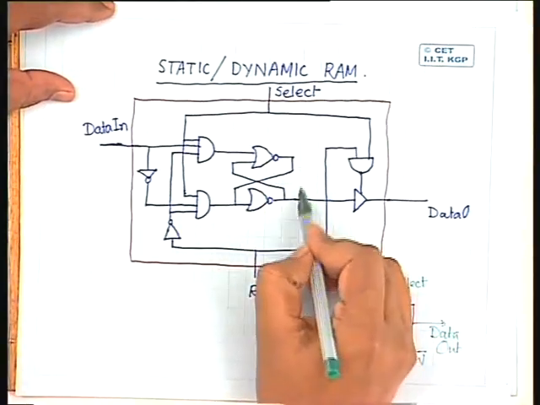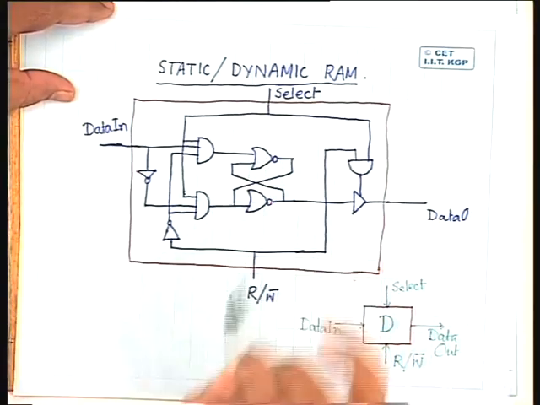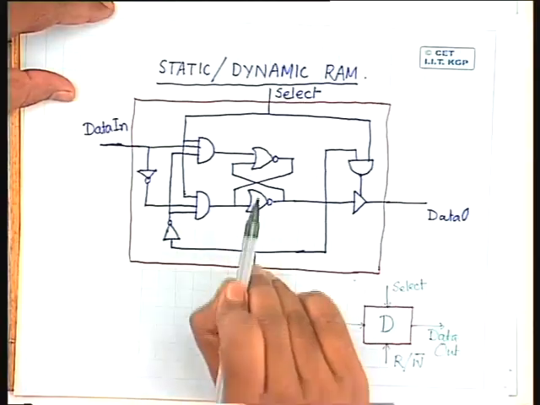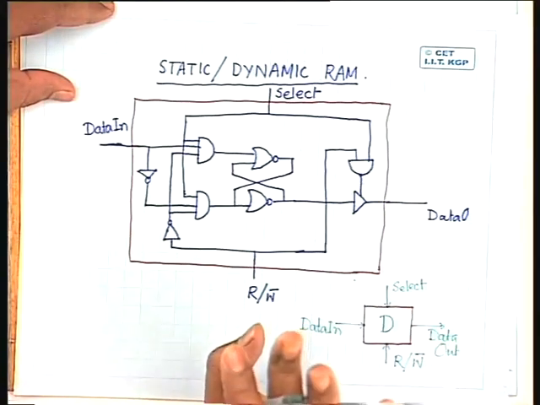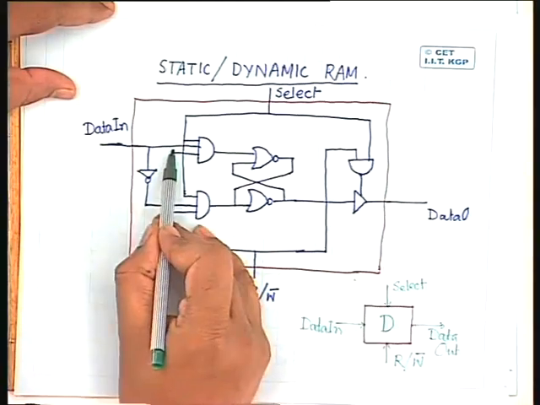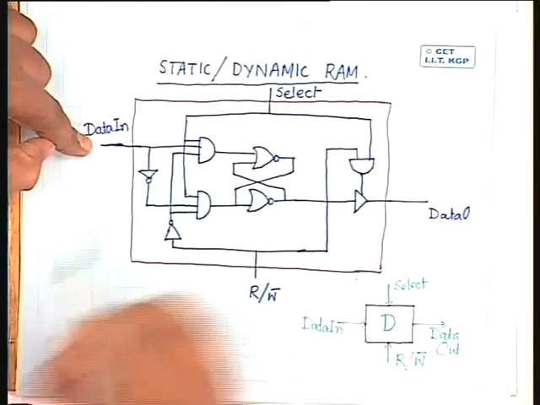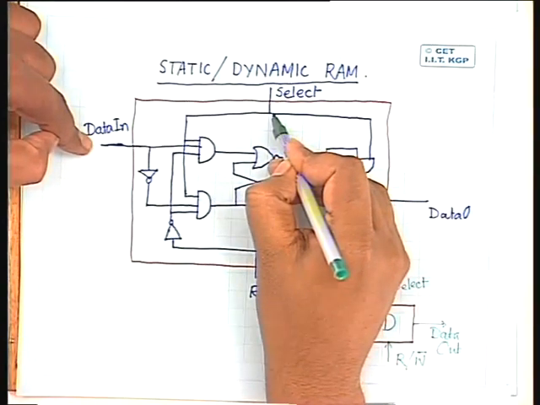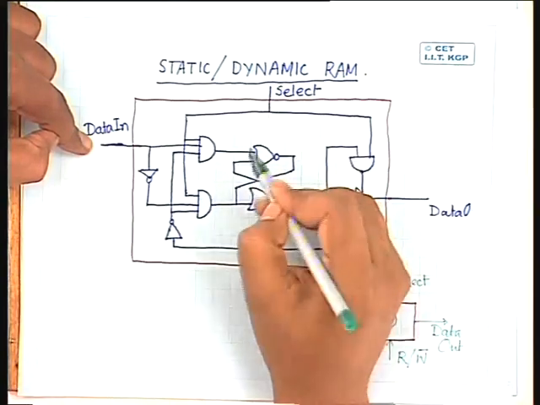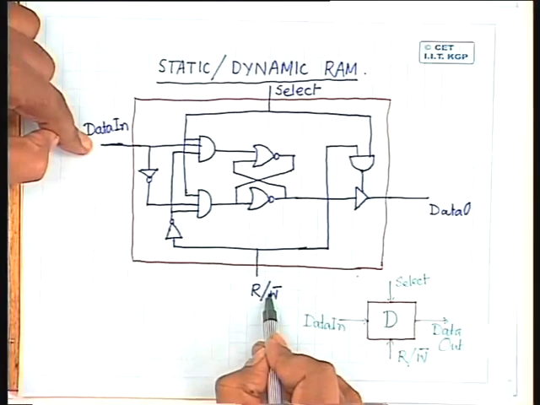This is just a flip-flop. Yes. I think you have done flip-flop in your digital electronics course. This is just a flip-flop. So whatever data you feed to the flip-flop, that gets latched. How do you latch it? You feed some data to the data input line. When you feed the data to the data input line, if at the same time your select input is active, okay, and I want to write the data, that means read-write bar signal has to be low.